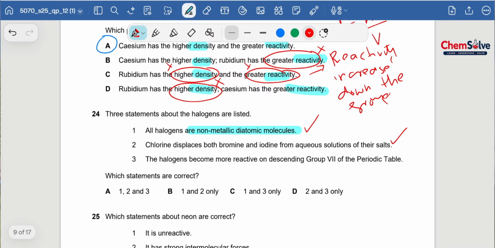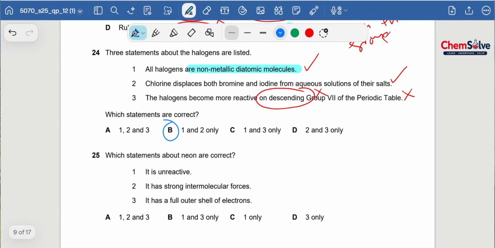Now statement number 3, the halogens become more reactive on descending group 7 of the periodic table. No, not descending, ascending. So this is not correct. So B is the correct option here. Okay, statement about neon. Neon, you know, is the noble gas.